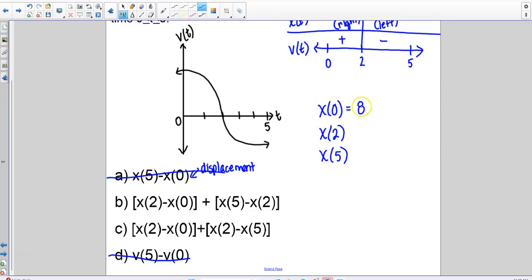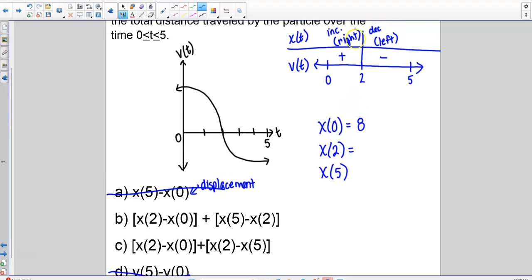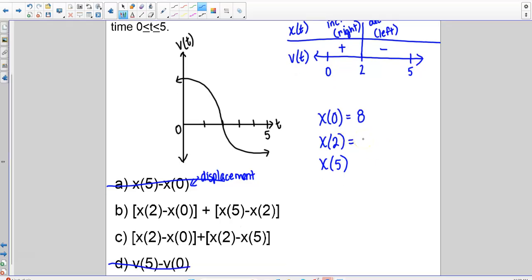So if x of 0 is 8, then it does matter what number we pick for x of 2. Because what is the particle supposed to be doing from 0 to 2? It's supposed to be going to the right, or increasing. So, Connor, give me a number for x of 2. There's a lot of options, although there are some wrong options on this one. So x of 2 needs to be greater than x of 0, right? Correct. So, okay, 10. So 10 would be beautiful. Anything bigger than 8 works, right?